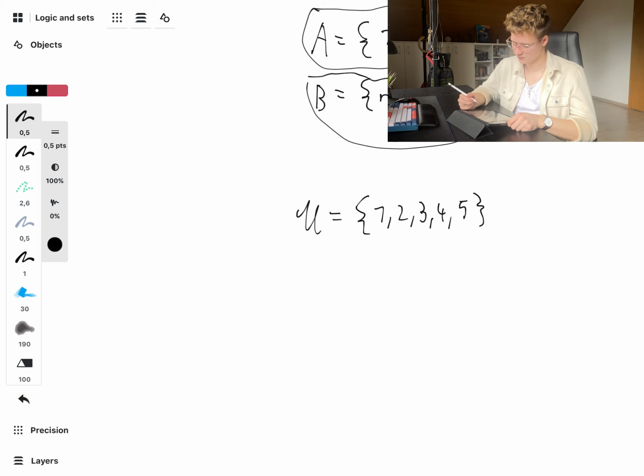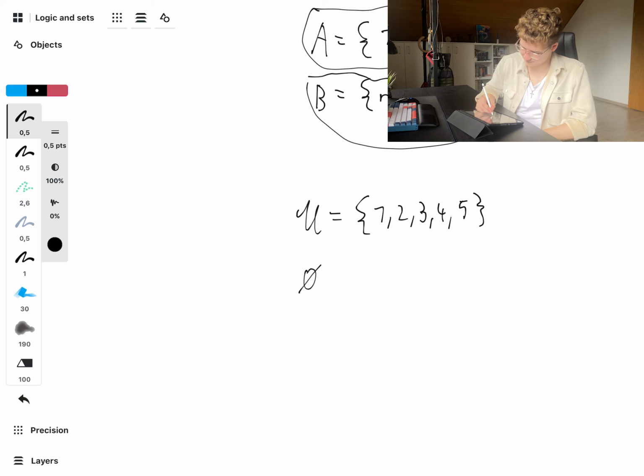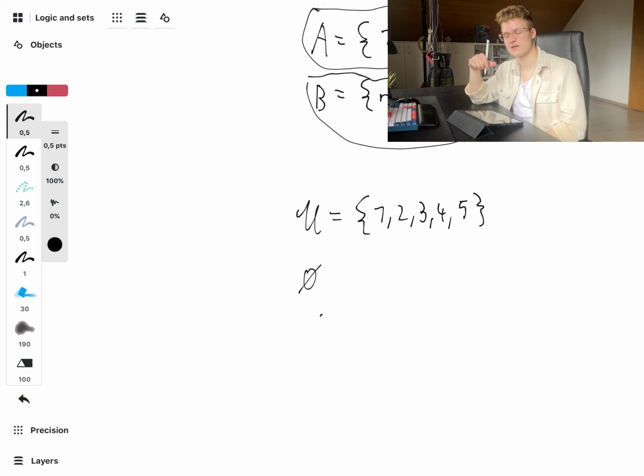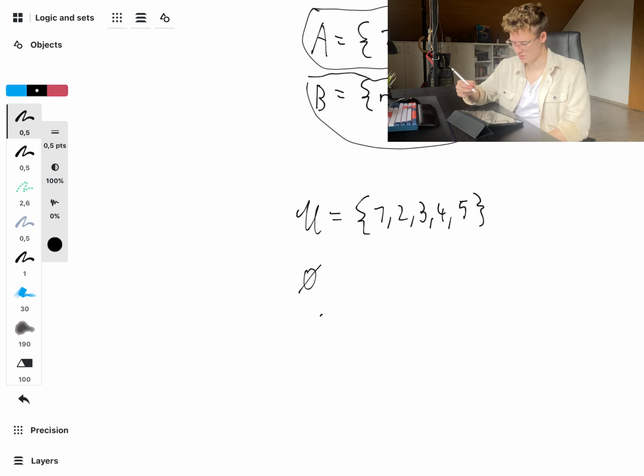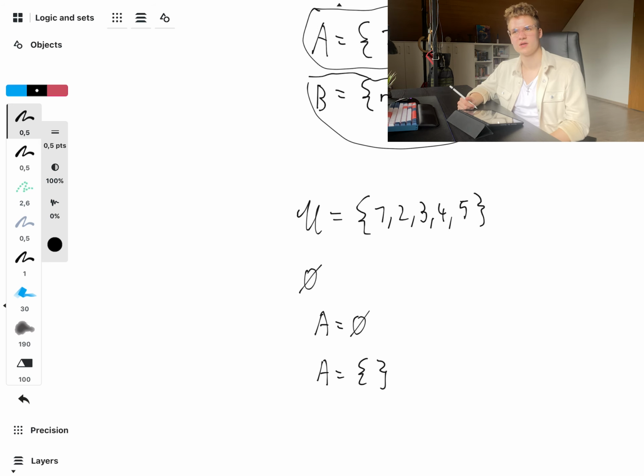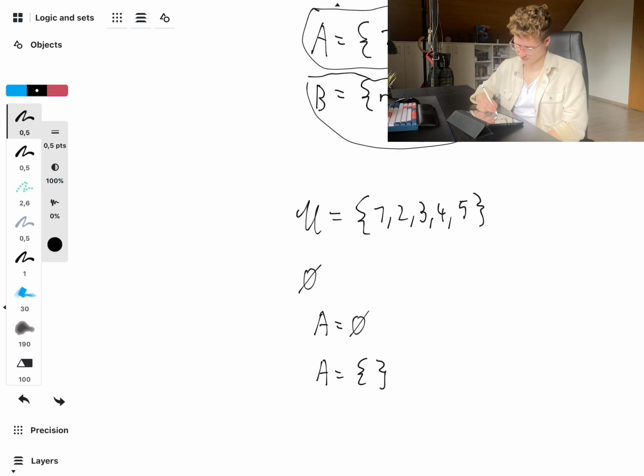Now you also have the empty set, written like this. It means that it's empty, it doesn't have any elements. So it's the set that contains no elements. For example, you could say A is the empty set. You can also write A equals, and then just empty curly braces. You can also write that. Generally speaking, though, this approach is preferred.